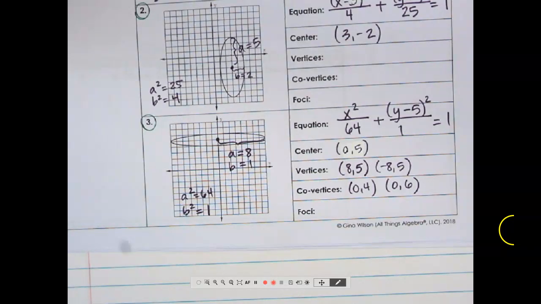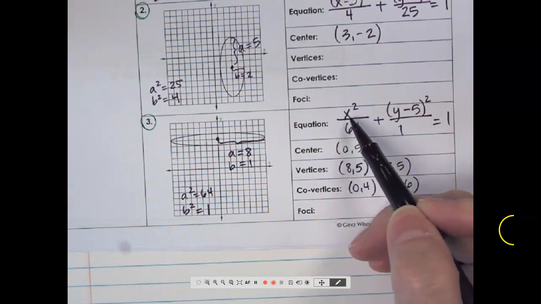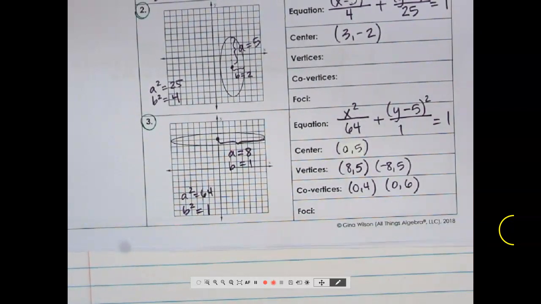So someone asked, is it okay if you have x minus 0 squared? Absolutely. Some people prefer to write it that way, just as a reminder that that x coordinate is 0. So if you have x minus 0 squared, perfectly fine. Okay, does anybody have any questions on that one?